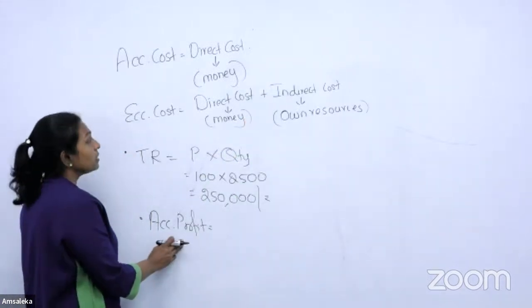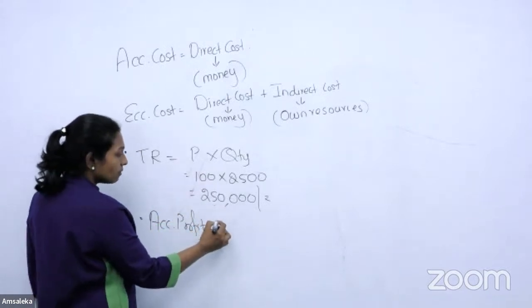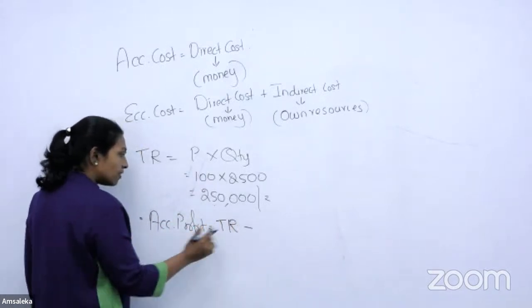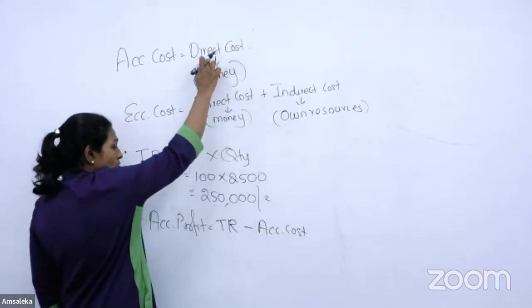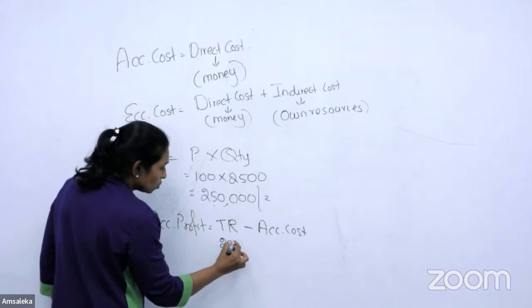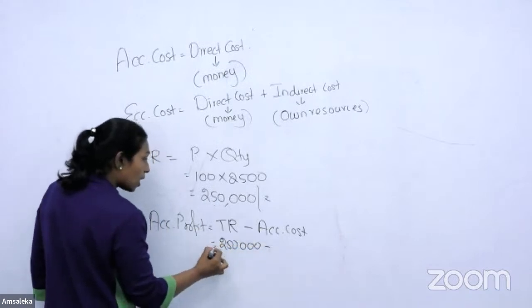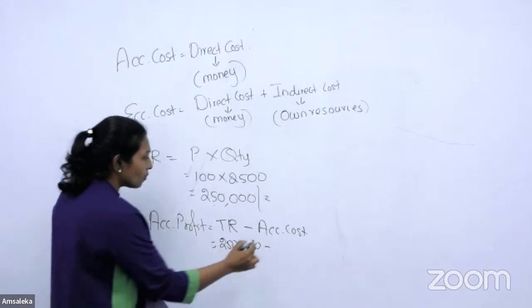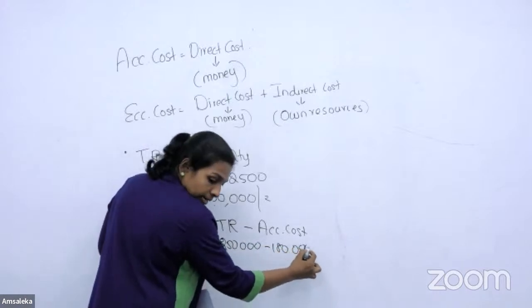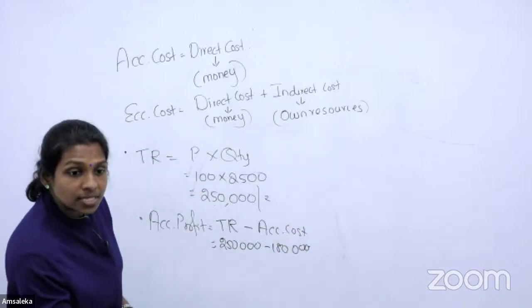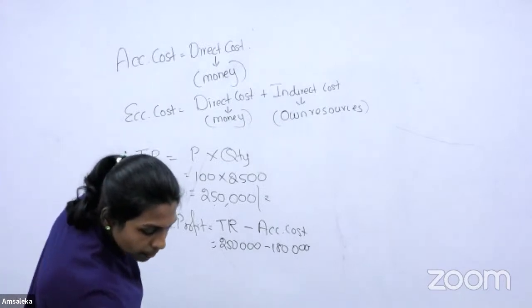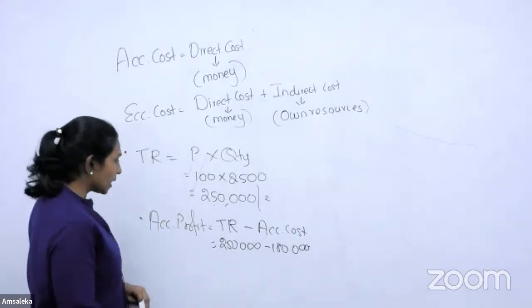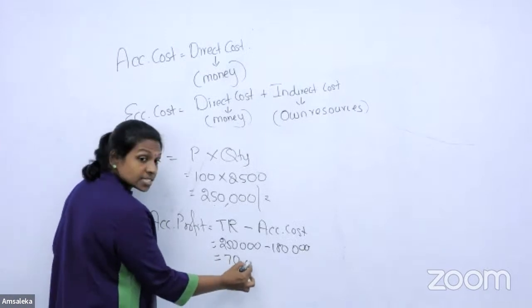So accounting profit: total revenue is given, total revenue minus accounting cost. Accounting cost means direct cost. Total revenue is 250,000 and accounting cost is given as 180,000. Now what's the answer? Is that 70,000? Am I correct? Yes, 70,000.